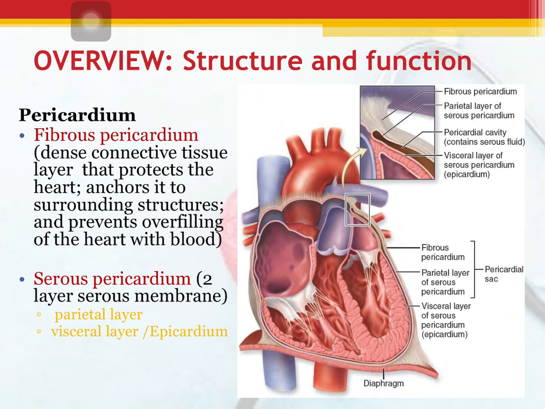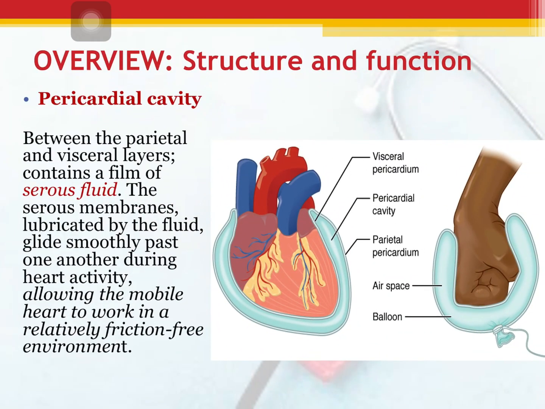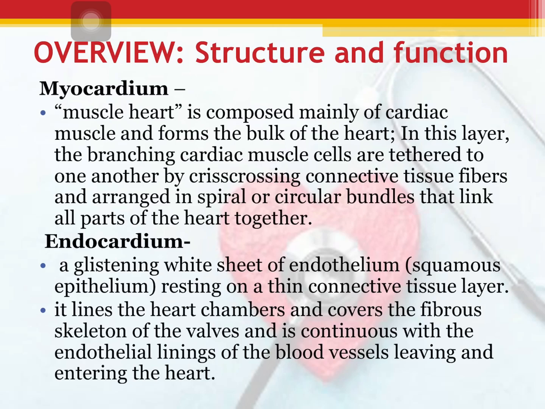The serous pericardium, on the other hand, has two distinct layers of serous membrane, the outer parietal layer and the inner visceral layer called the epicardium. The pericardial cavity is seen between the parietal and visceral layers. It contains a film of serous fluid, and the serous membranes are lubricated by this fluid so that the heart can easily glide smoothly during heart activity, allowing the heart to be freely mobile to work in a relatively friction-free environment.